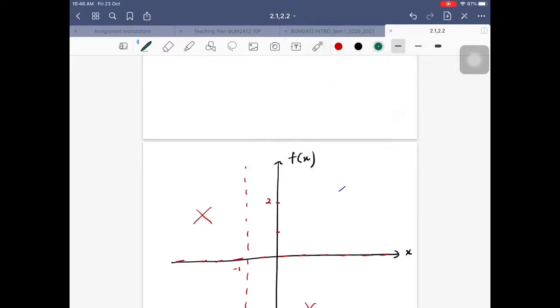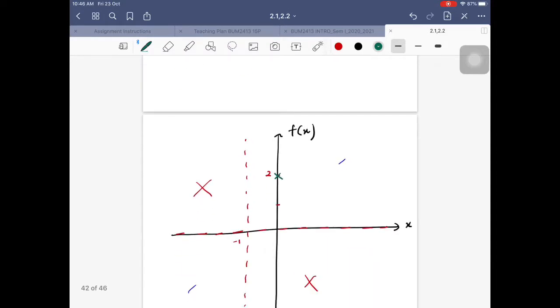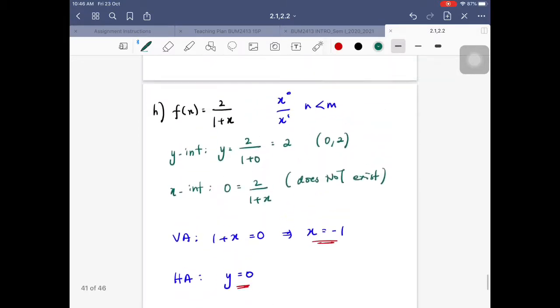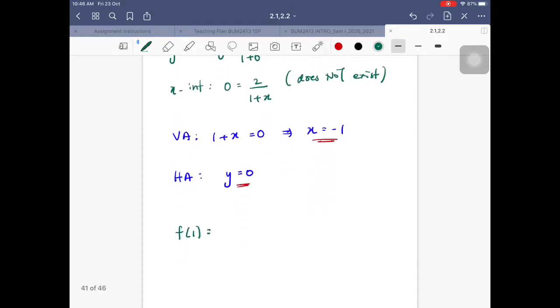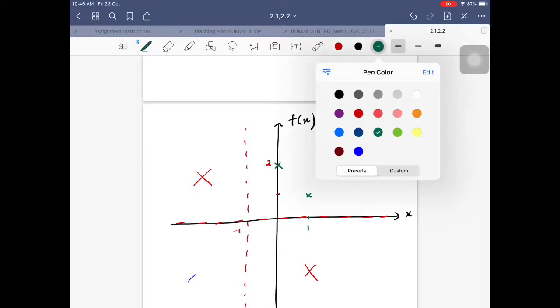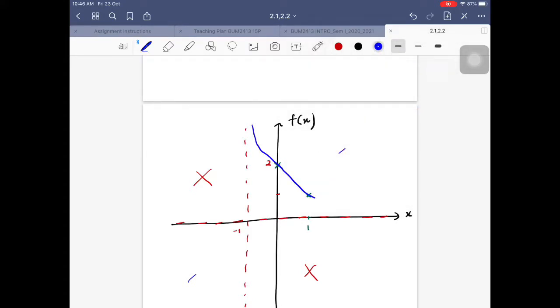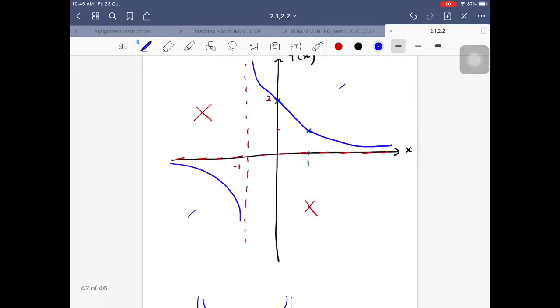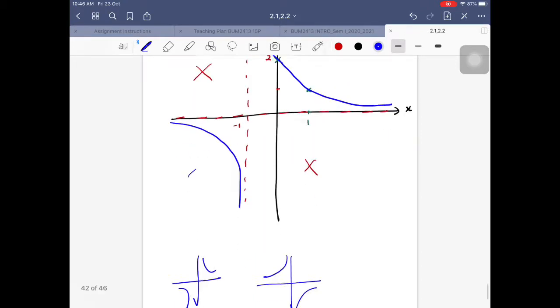Let's verify that. So this is going to be my intercept. And I can pick any value, for example, let's say I'm going to pick a value of 1 right here. So let's see what happens to the function. f of 1 is going to equal 2 over 1 plus 1, so that is going to equal 1. So my coordinate is going to be 1, 1. It's going to be up there. See? So the graph is going to look something like this. And on this side, it's going to be like this.